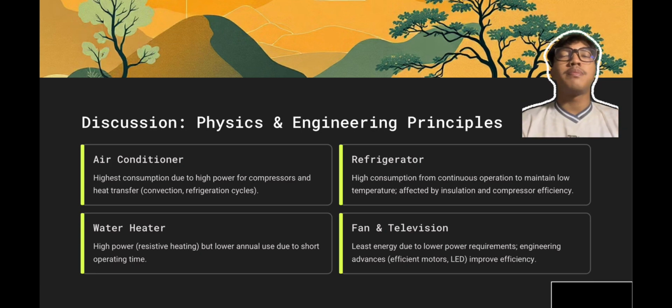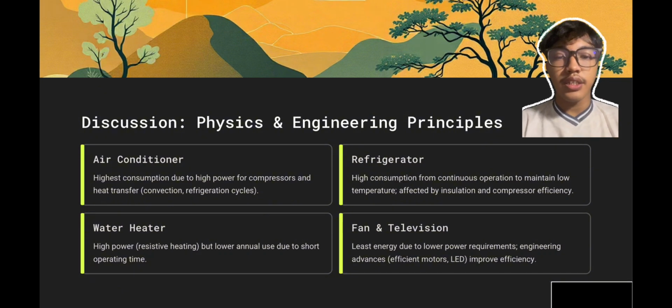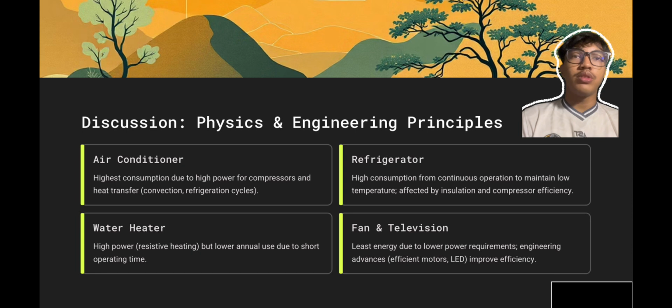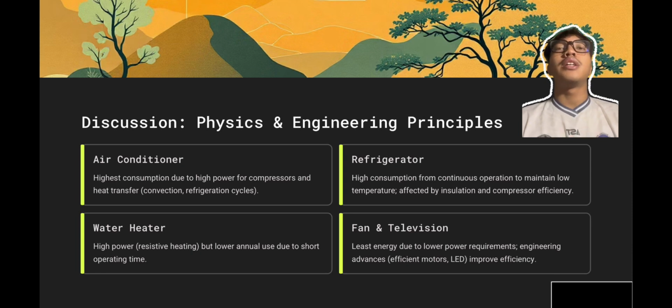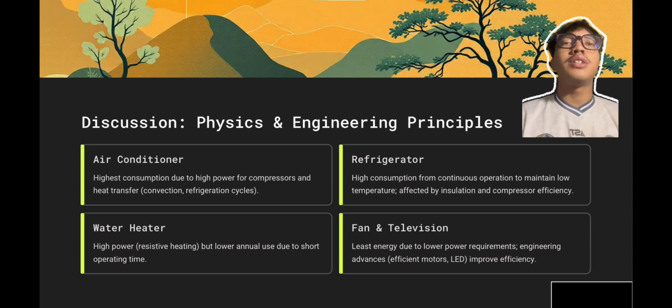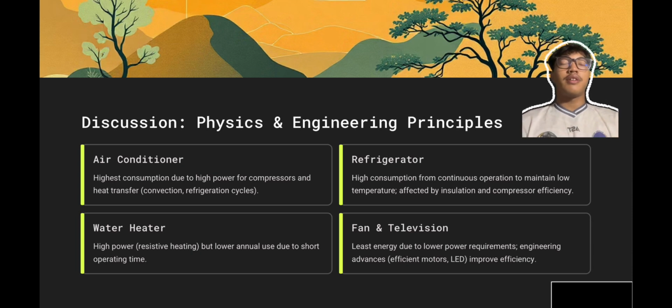Like I explained recently, the air conditioner has the highest point in the table because of the highest consumption, due to high power for the compressor and heat transfer in the convection refrigerant cycle. For the refrigerator, high consumption comes from continuous operation to maintain low temperature, affected by insulation and compressor efficiency.